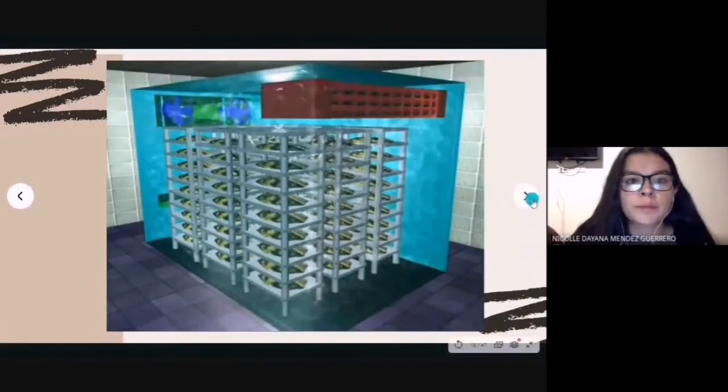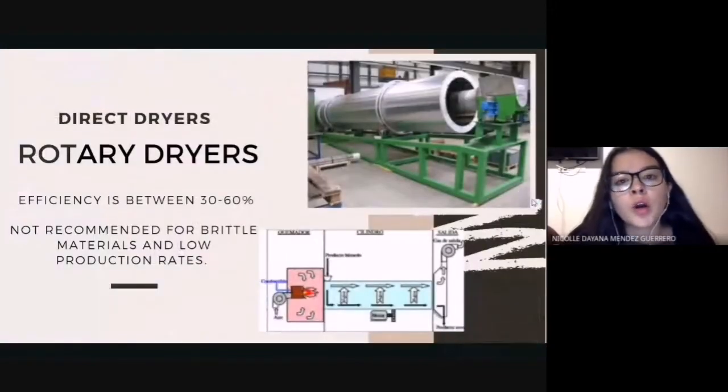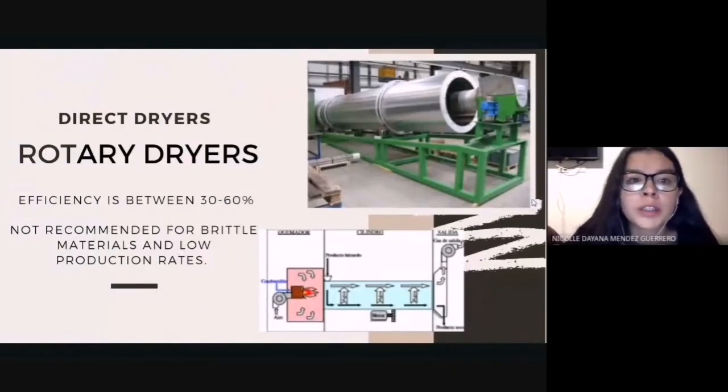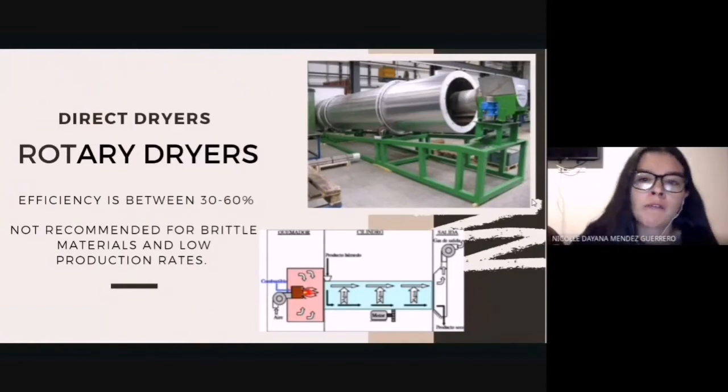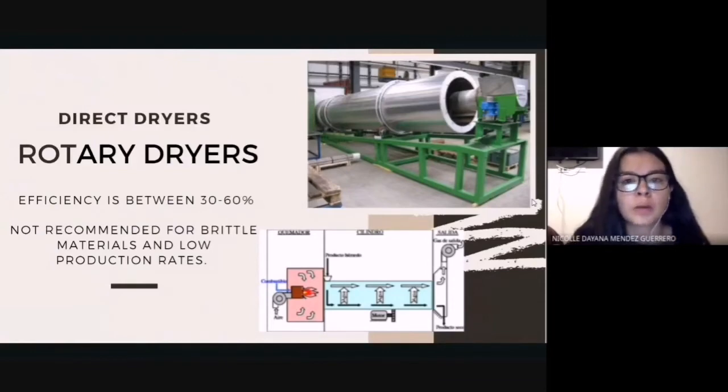Rotary dryers are really used for the drying of granulated material or powders, since their advantages are great if we compare them with other types of dryers. They are flexible, very versatile, and especially suited for high production rate demands. On the downside, they are typically less efficient, require high capital costs, and significant maintenance costs depending on the material being dried. They are not recommended for brittle materials and for low production rates.